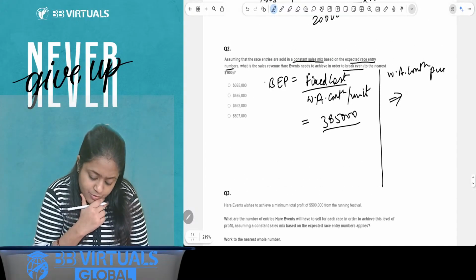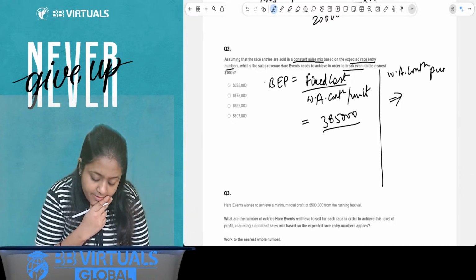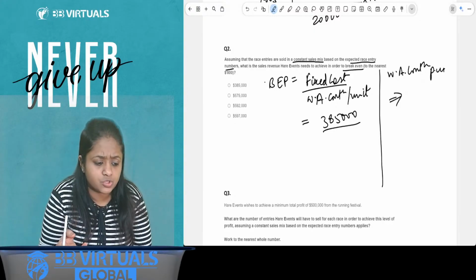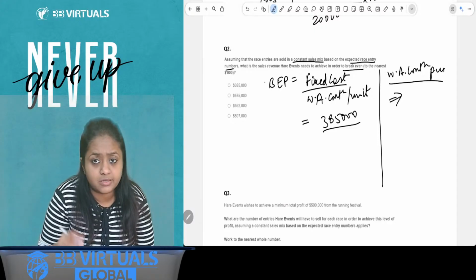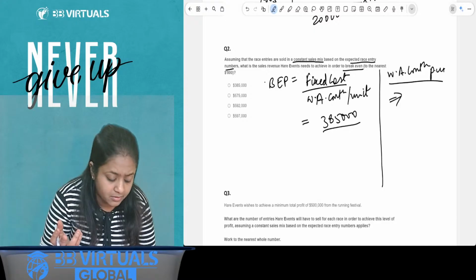I'm just thinking if I use the break-even point, then I just multiply with the weighted average sales. Then also I can get the answer. So we can do it that way also. Okay, let's try out that way. Let's have weighted average contribution divided here. Then we'll multiply it with weighted average selling price. Yeah, that can also be done. Right?